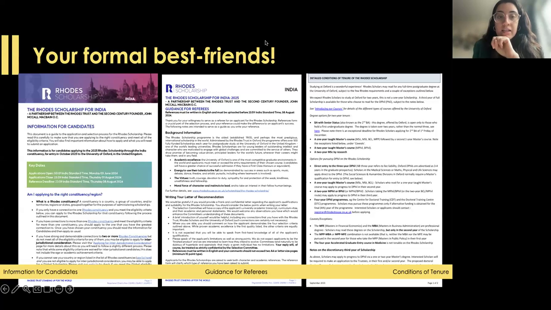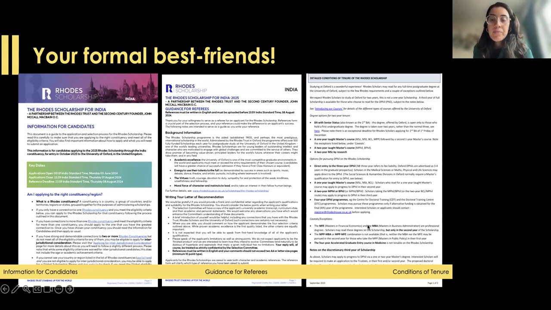The second is the guidance for referees. Since you need to give the details of academic referees and character referees, and it forms a very important part of your application, without which your application will not be considered, you have a guidance for referees that you can share with your potential referees who are writing a reference letter. We conducted a very detailed session on reference letters yesterday, and the recording will be uploaded by tomorrow or day after.